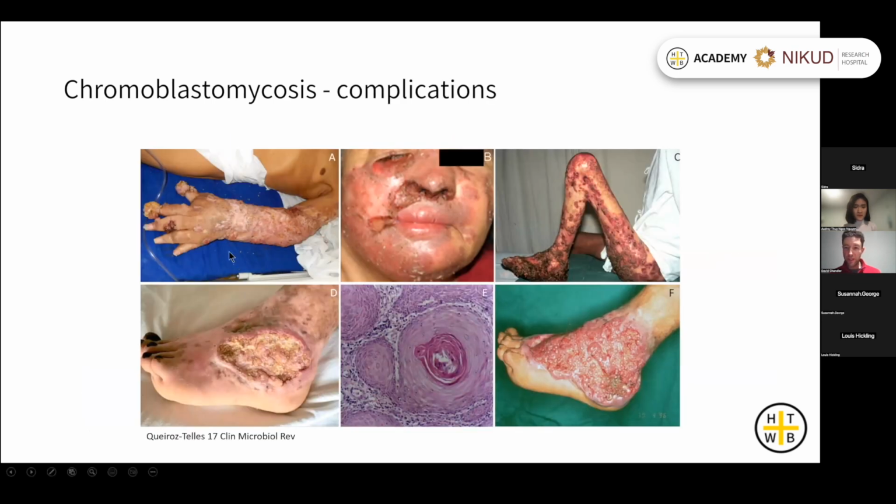But there are complications of this infection. So on the left here, you have lymphedema. Here you have facial lymphedema and scarring. Here you have contracture and deformity of a joint. And after many years, you can develop squamous cell carcinoma at the site of the infection. And that's what these bottom pictures are showing.